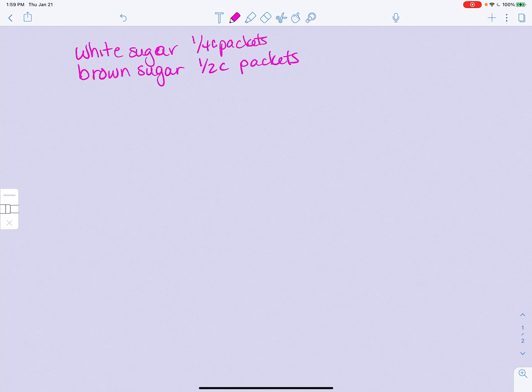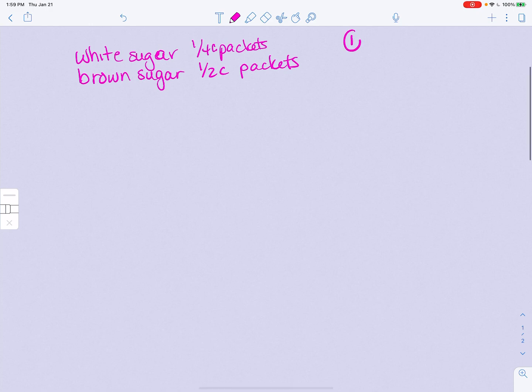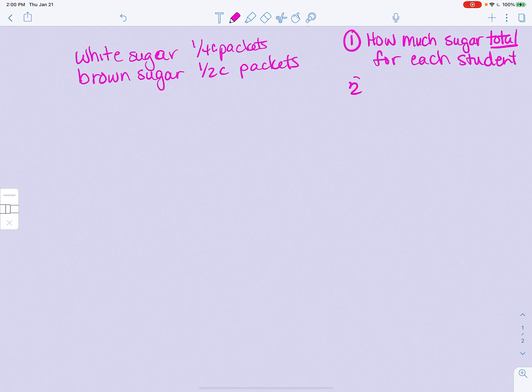So the first thing that it wants us to know, number 1, what are you asked to find? How much sugar total, so brown and white, for each student? Second thing, explain your mathematical process that you use to find your answer. So before I can explain that, I need to do my mathematical process. So Lauren, I'm going to deal with Lauren first. So here's Lauren.